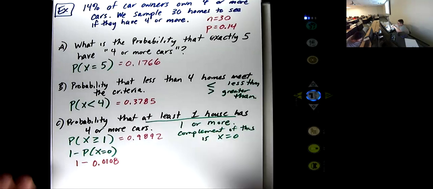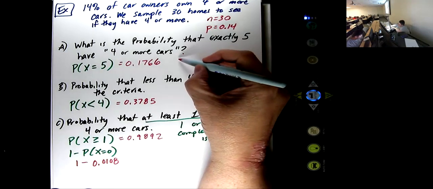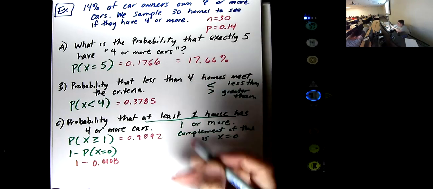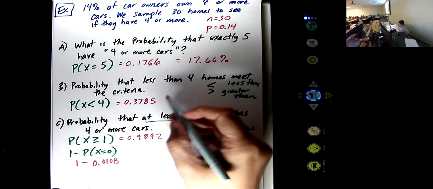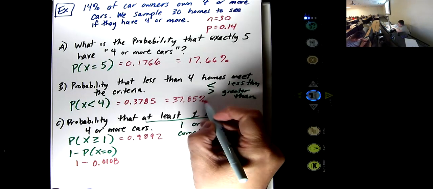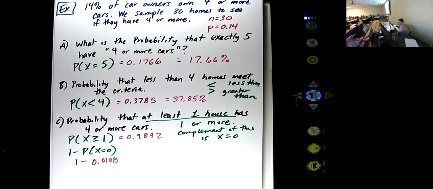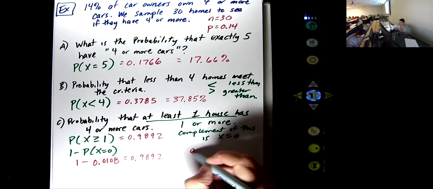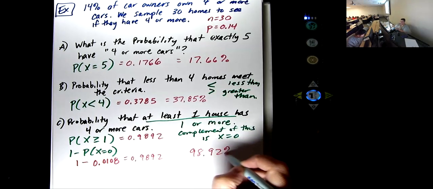So I wrote down what I had. I don't know about you, but I think I like looking at these in terms of percentages. So this is 17.66%. This is 37.85%. And let me do that 1 minus 0.0108. I get 0.9892 there, so those are a match, and that's 98.92%.